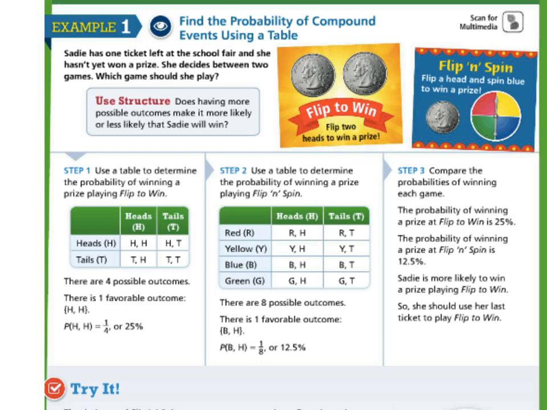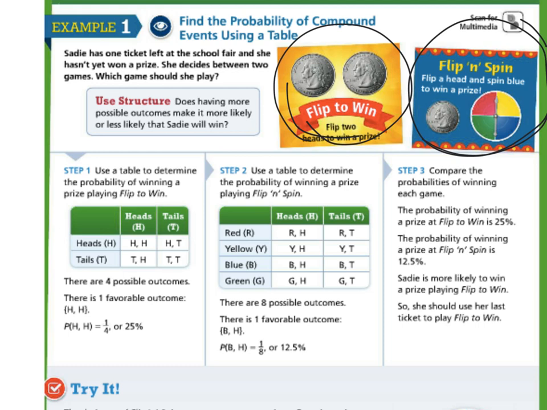Now I want you to read carefully through example 1. Take a look at the 2 posters, the one that says flip to win and the one that says flip and spin. These are 2 different games from the school fair, and what Sadie is trying to determine is which game she should play. In other words, which game gives her the better chance of winning.